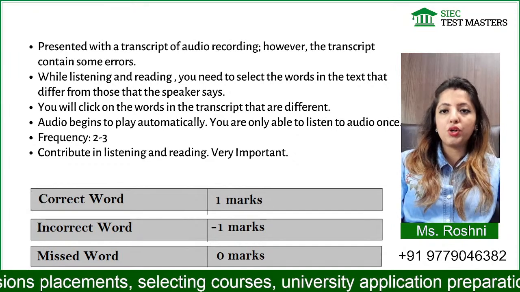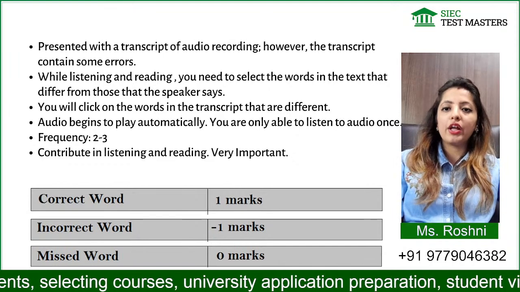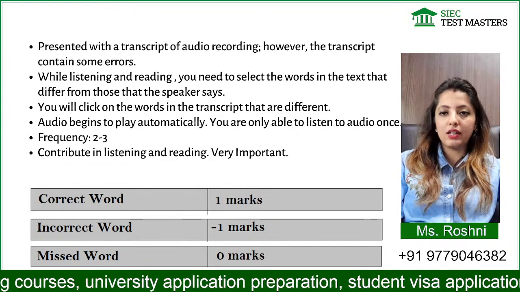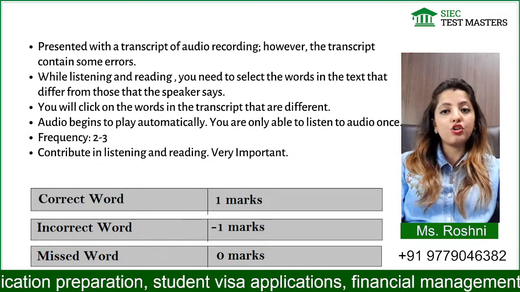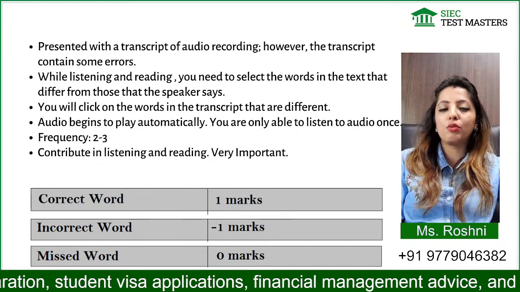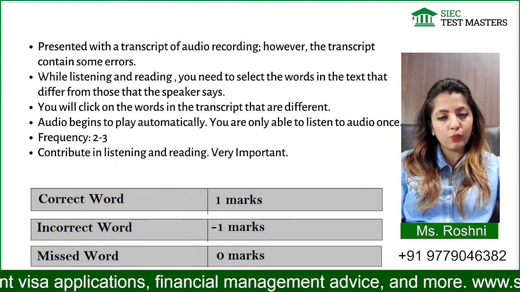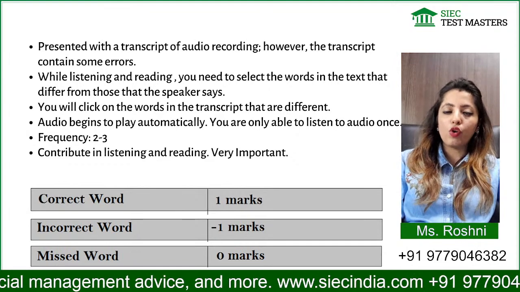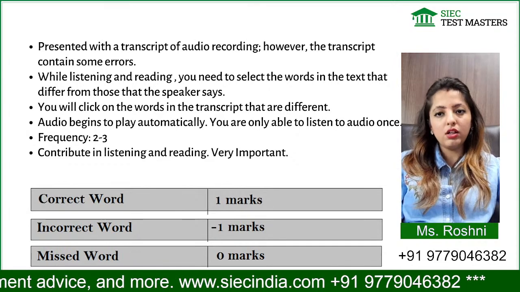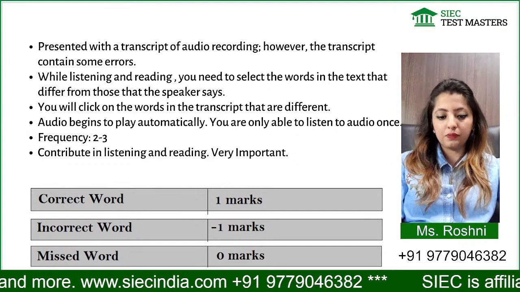For every correct word, you will get +1. For every wrong word marked or selected, you will get a deduction of 1 point. And if you are not sure about a word and you have left or missed that word, you will get a 0. So I would suggest always go for those words for which you are sure and certain. No need to take risks.